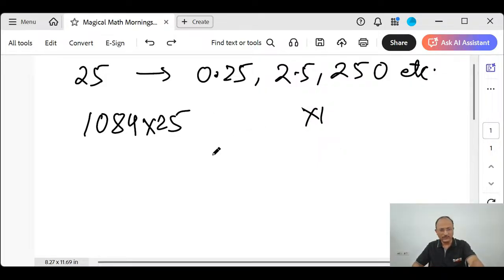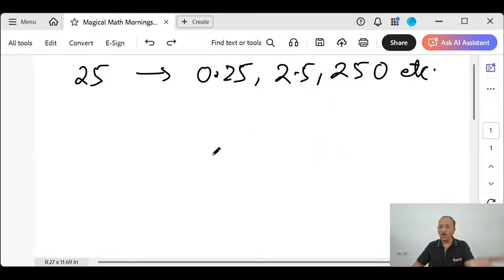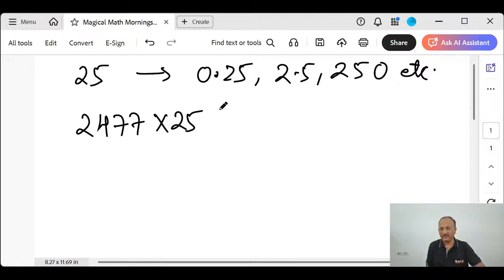Shall we wind up this one with a little bigger number? I would like to give an odd number which is bigger. Maybe we'll take 2477 into 25. Try this. Maybe while doing such a number, you may require paper a little bit till you become more familiar with this. 2477 into 25.